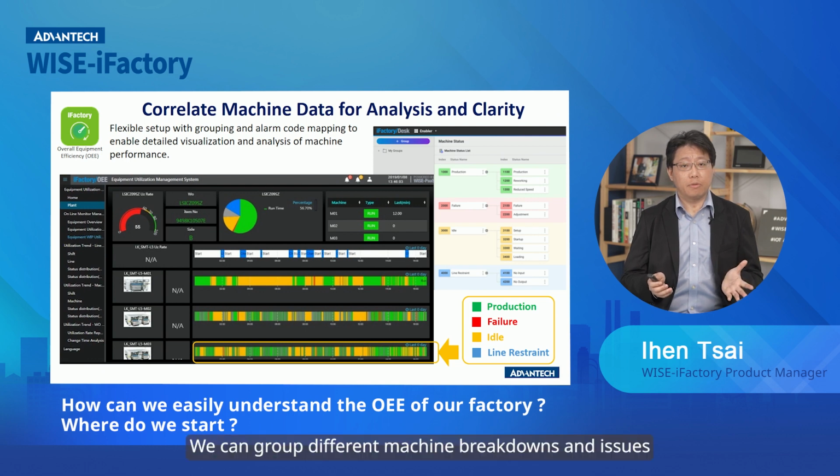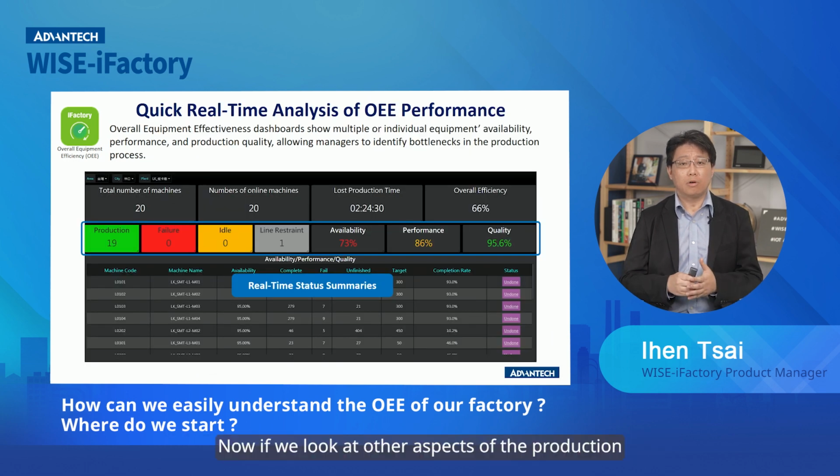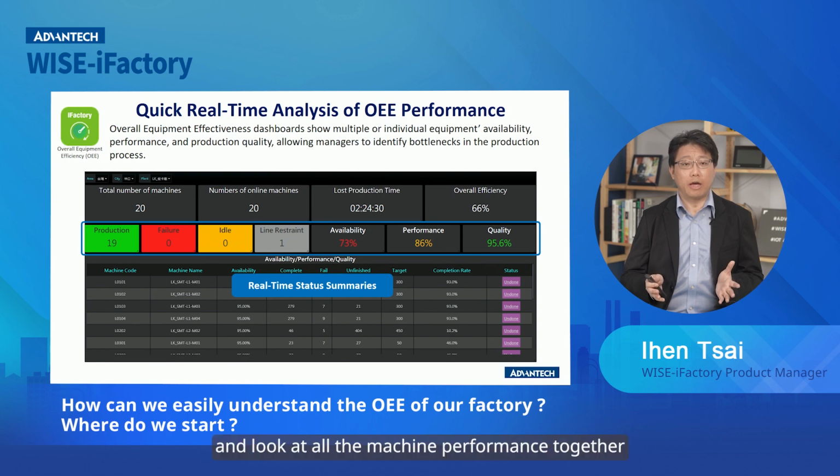We can group different machine breakdowns and issues by their category and easily see a horizontal heat map as to when the machine is in production and whether the machine has broken down due to a specific fault. This can be viewed for all the machines in the production line. Now, if we look at other aspects of the production, we can also have an overview of the overall work cell or the shop floor in general and look at all the machine performances together.